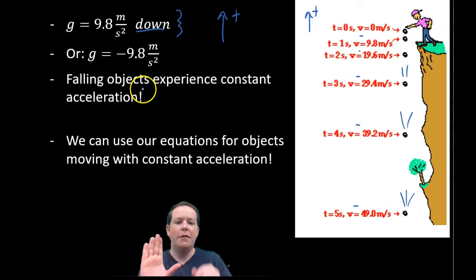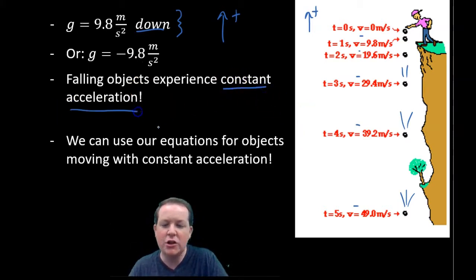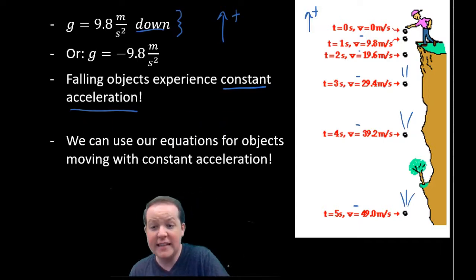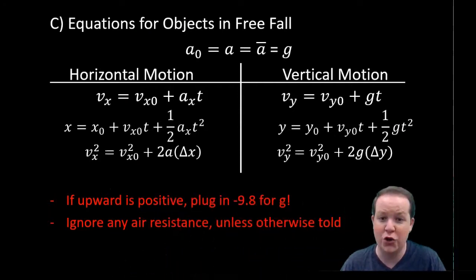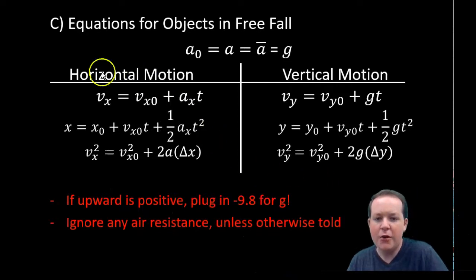Now think of what I've been saying several times now, a constant acceleration for all objects. Have we learned equations for constant acceleration? Absolutely we have. So my last slide is really us revisiting equations that we've already learned. Let's take a look. We've learned equations for constant acceleration. They're here on the left.